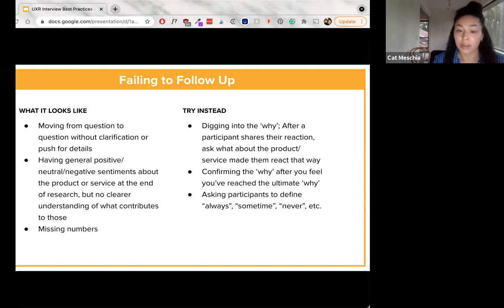So if someone does use one of these ambiguous framings, you're like, oh, what does sometimes mean to you? You might find sometimes to them means daily. And you're like, oh, glad I dug into that, because I would have assumed sometimes meant 3 times a month. Well, that's a huge difference.